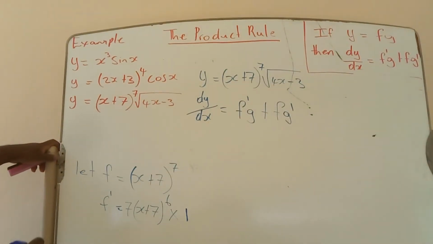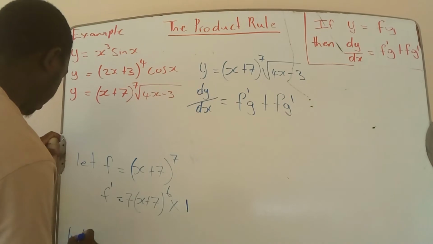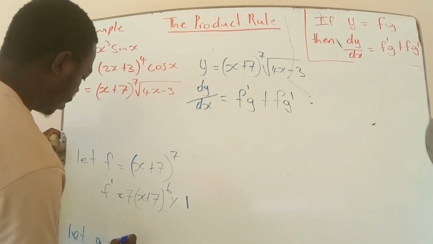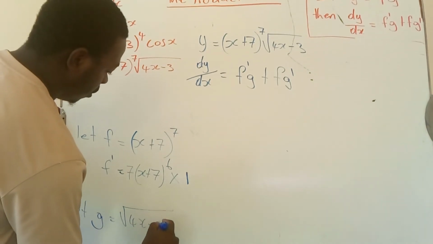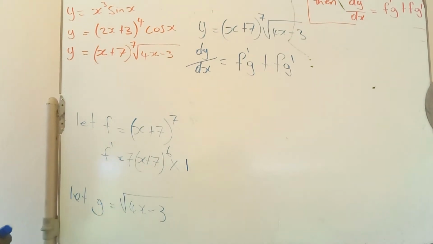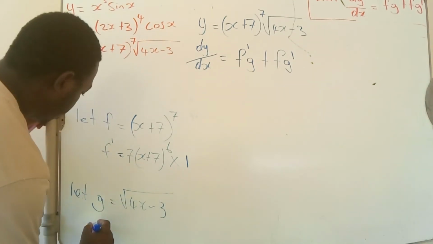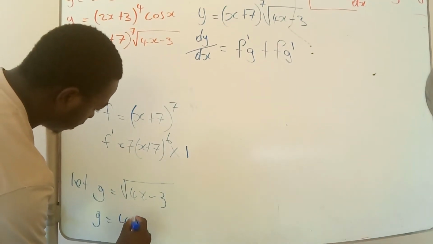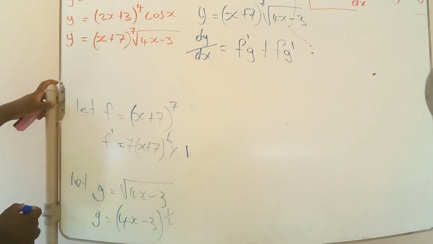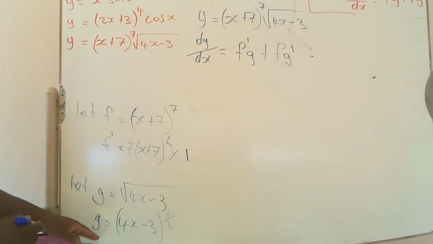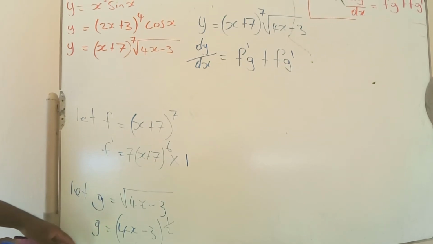Now, here, the g function, we could say let g equal to the root of 4x minus 3, right? But note that we could write the root of 4x minus 3 as a power, which is g is equal to (4x - 3), all of that raised to the 1/2, right? By rewriting the problem, it makes it easier for us to find the derivative of g. So now we need the derivative of g.